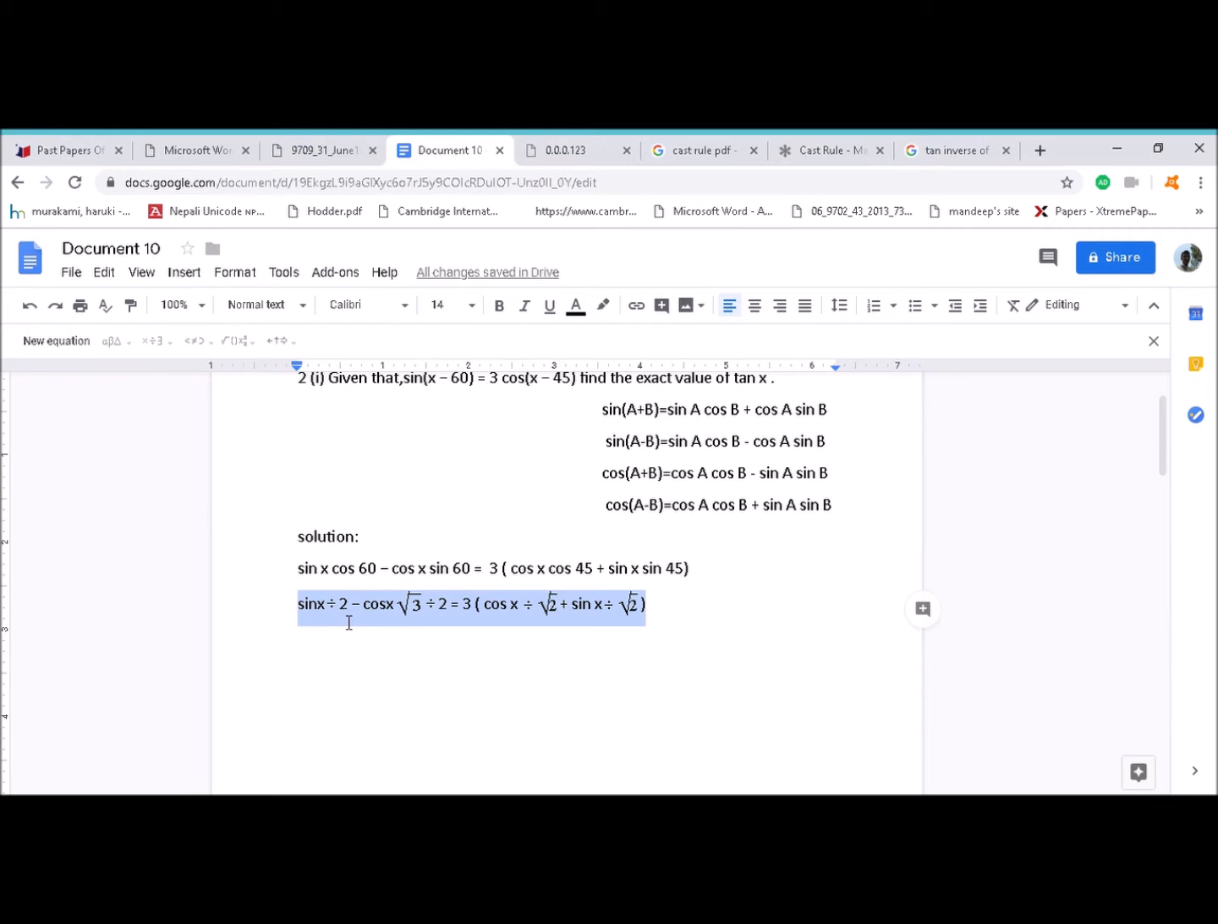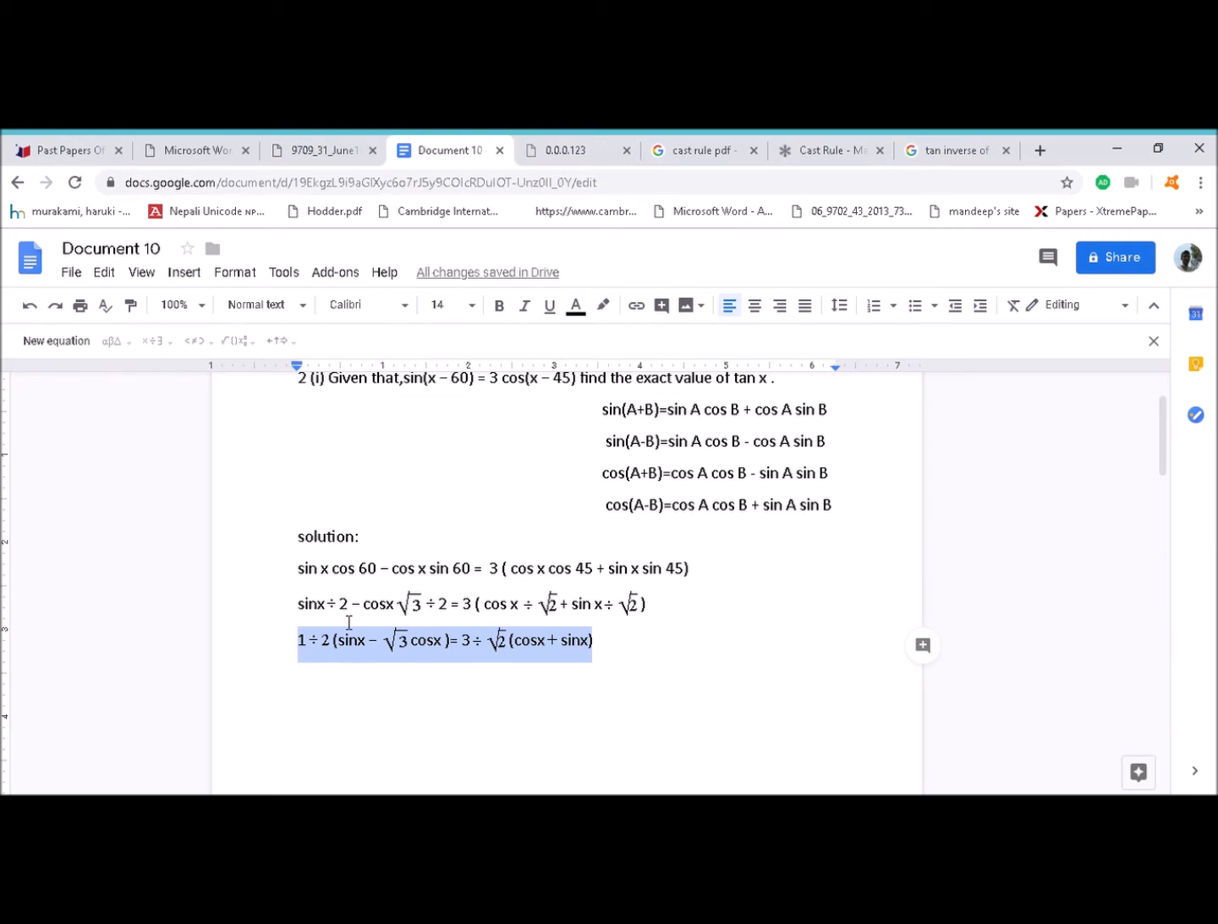Therefore after this we take 1 over 2 common in the left hand side, so it will be sin x minus root 3 cos x. Now after this we again take 3 over root 2.